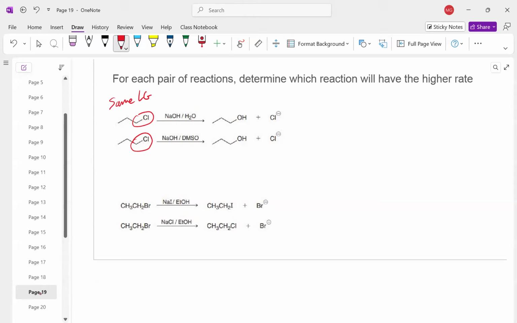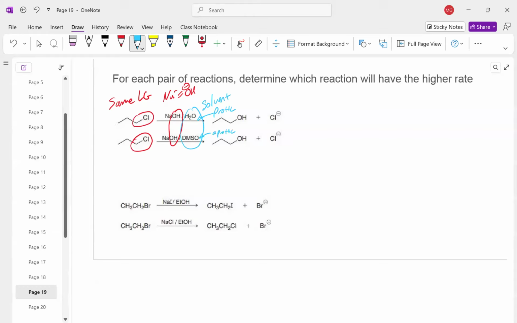How about our nucleophile? Okay, well, the nucleophile here in both cases is hydroxide. So there's no difference in that. Because remember, the quality of the nucleophile affects an SN2. Okay, so SN2 greatly favors really good nucleophiles. So the only difference here is the solvent. So if we look at the solvent here, water is protic because it's got an OH bond in it. DMSO is aprotic.